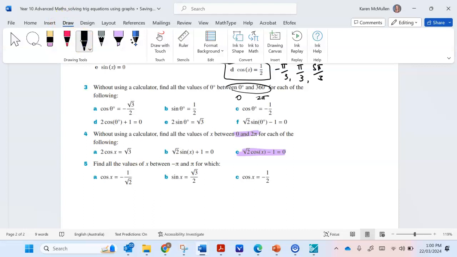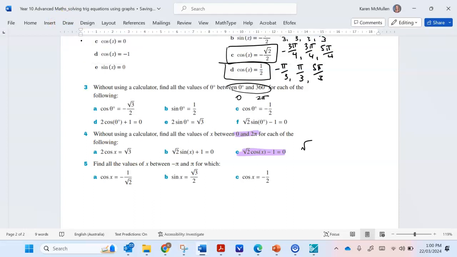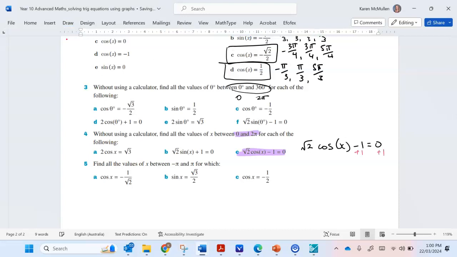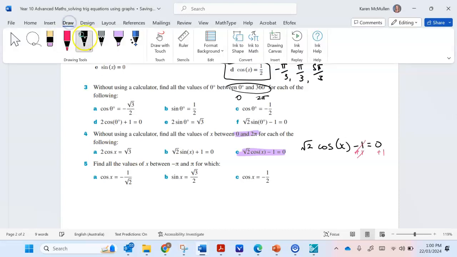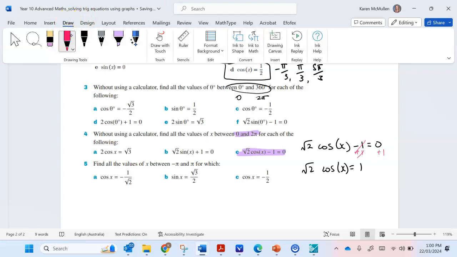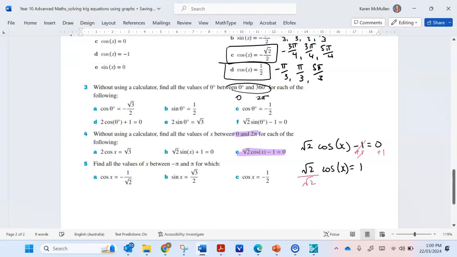So all you need to do is rearrange that equation. So root 2 times cos x minus 1 equals 0. You need to get the cos x on its own. So the first thing I'm going to do is add 1 to both sides. So we've got root 2 cos x equals 1. And then remember, I want to get the cos x on its own, so I can divide both sides by root 2. So that goes.